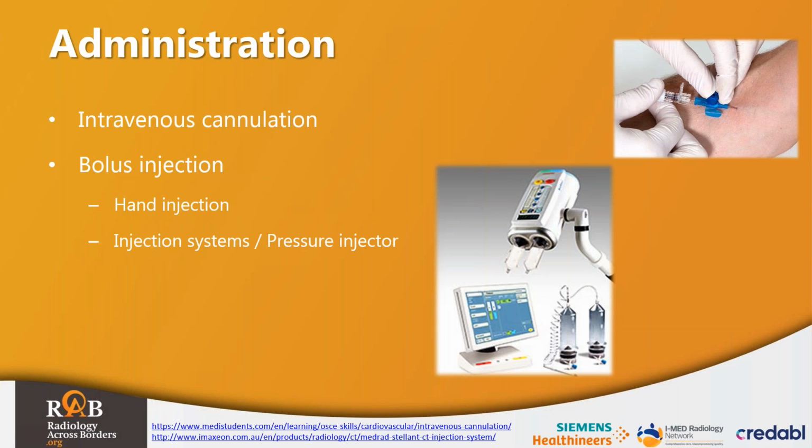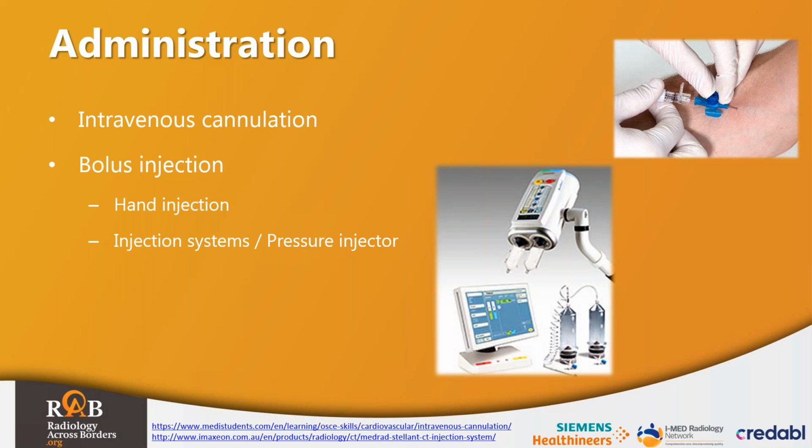So obviously prior to any administration of contrast, we need to gain IV access. Usually we do that by inserting a cannula, ideally in the antecubital fossa. Prior to scanning, we then inject a bolus or volume of contrast. And the two most common methods are the hand injection or a pressure injector.